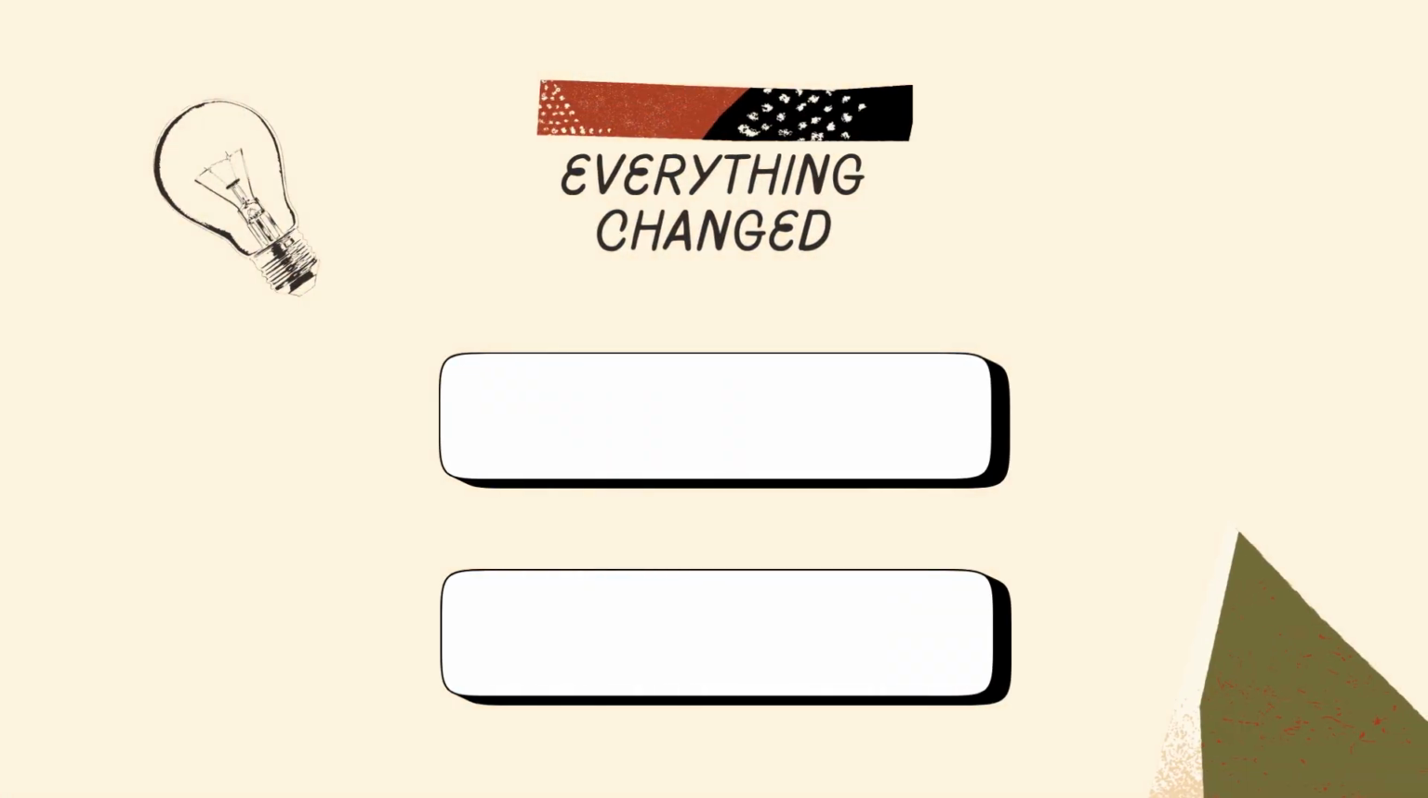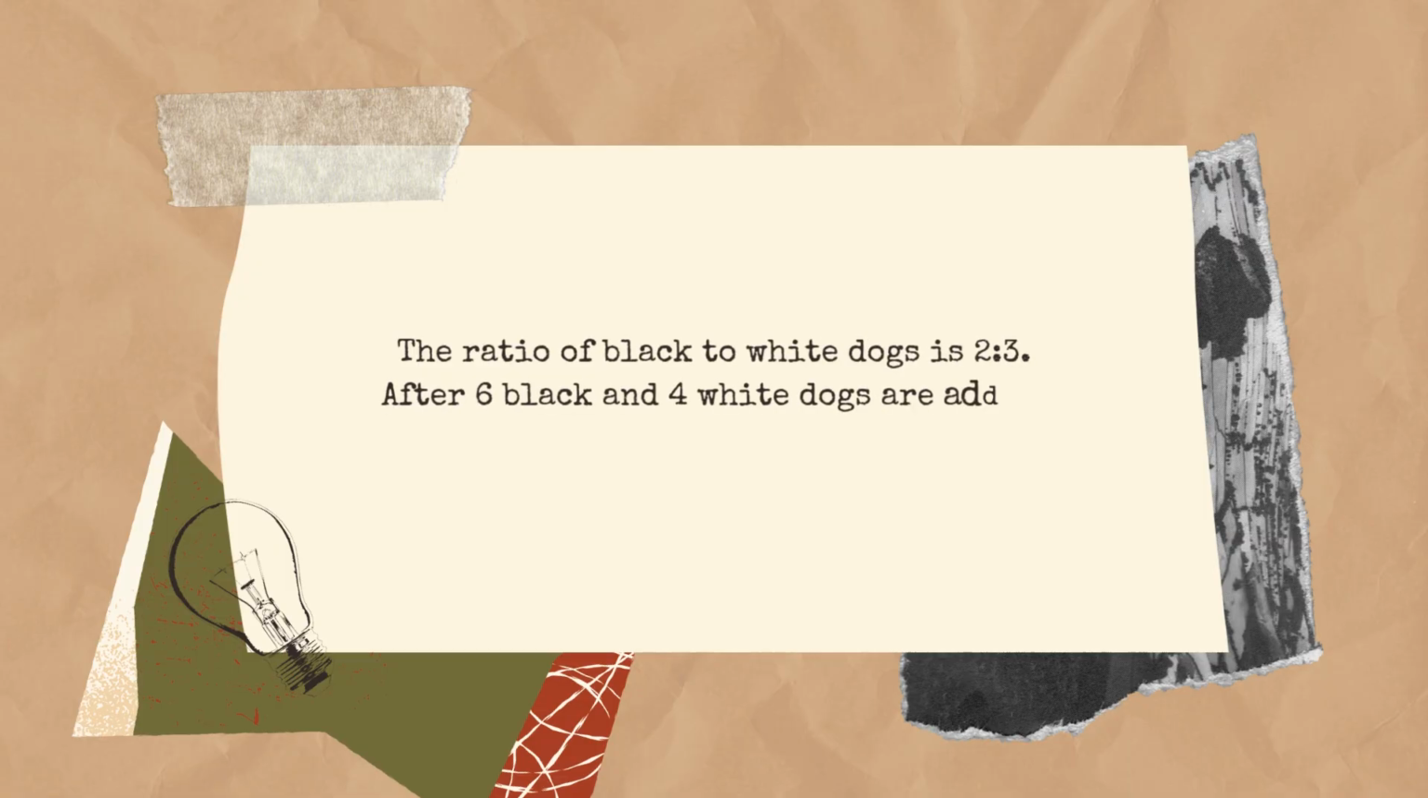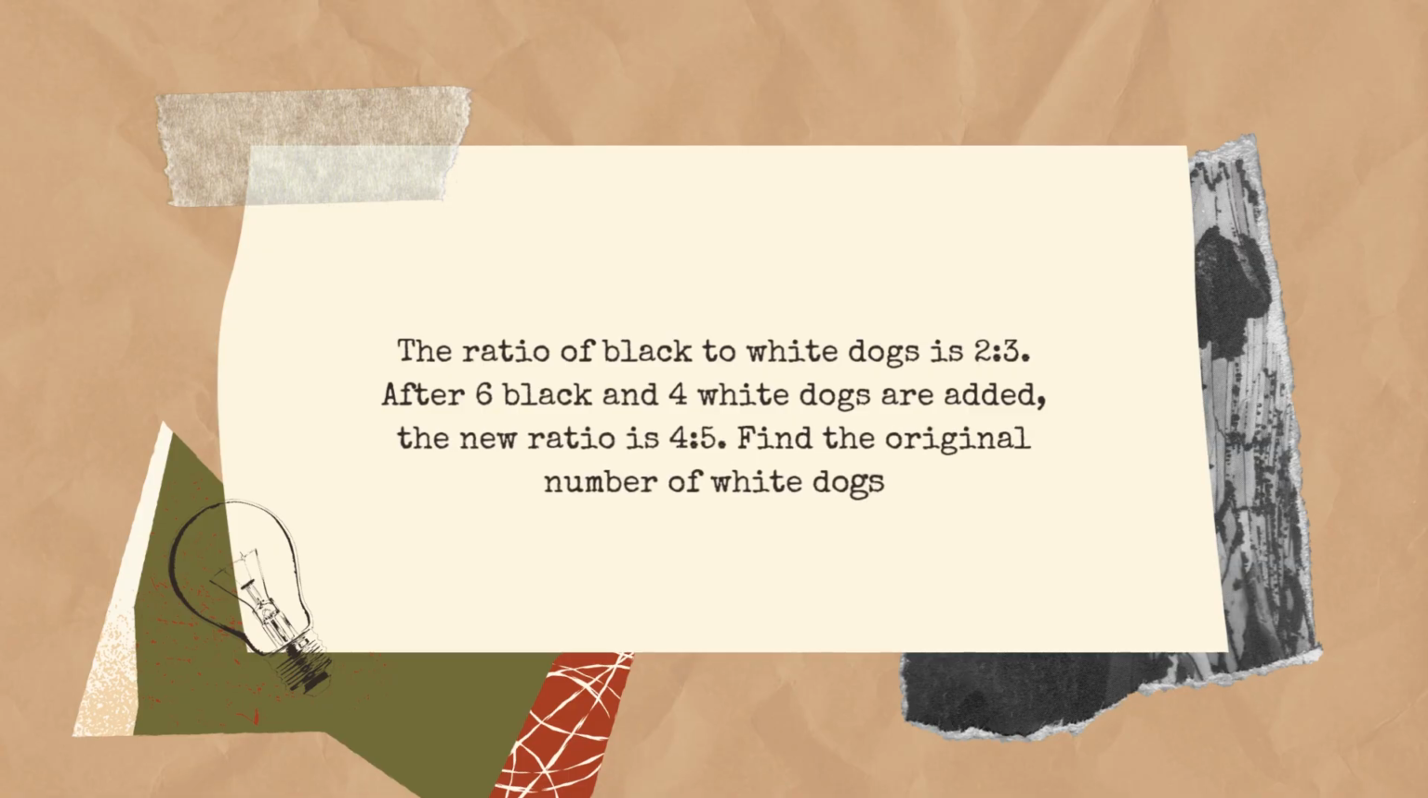This is the last concept, so what do we need to do if nothing stayed the same and all quantities changed? We cross-multiply. Let us look at this last question. The ratio of black to white dogs is 2 to 3. After 6 black and 4 white dogs are added, the new ratio is 4 to 5. We need to find the original number of white dogs.